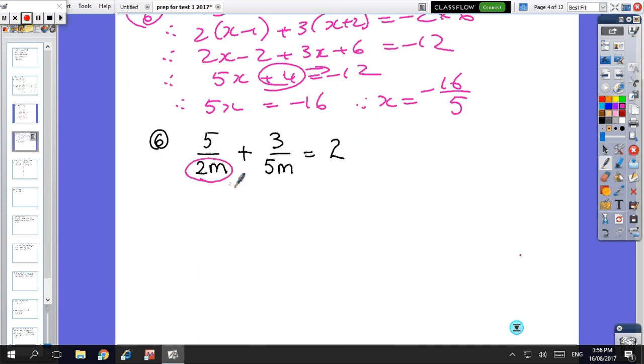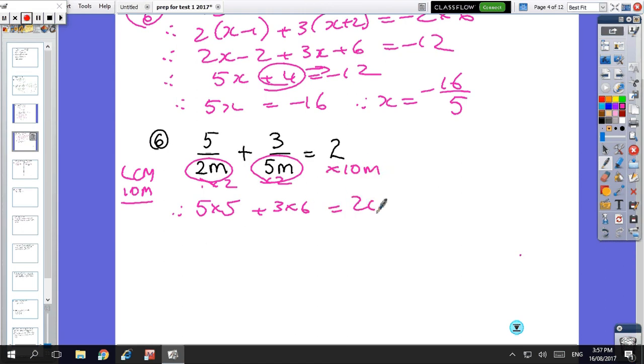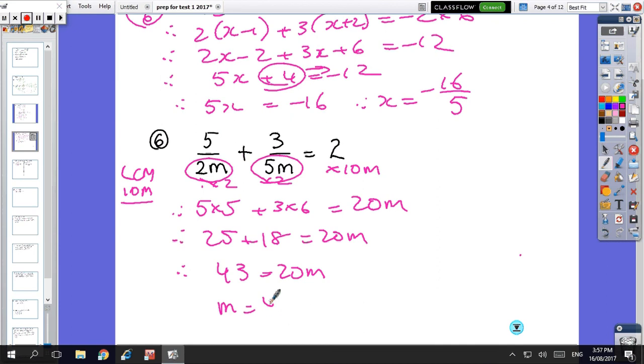Okay, the lowest common multiple is 10m. So this gets multiplied by 5, so we've got 5 times 5. This one gets multiplied by 2, so we've got 3 times 2. And this one gets multiplied by 10m, so I've got 20m. So I've got 25 plus 18 equals 20m. 43 equals 20m. So m equals 43 over 20, which is a decimal or a fraction as well.